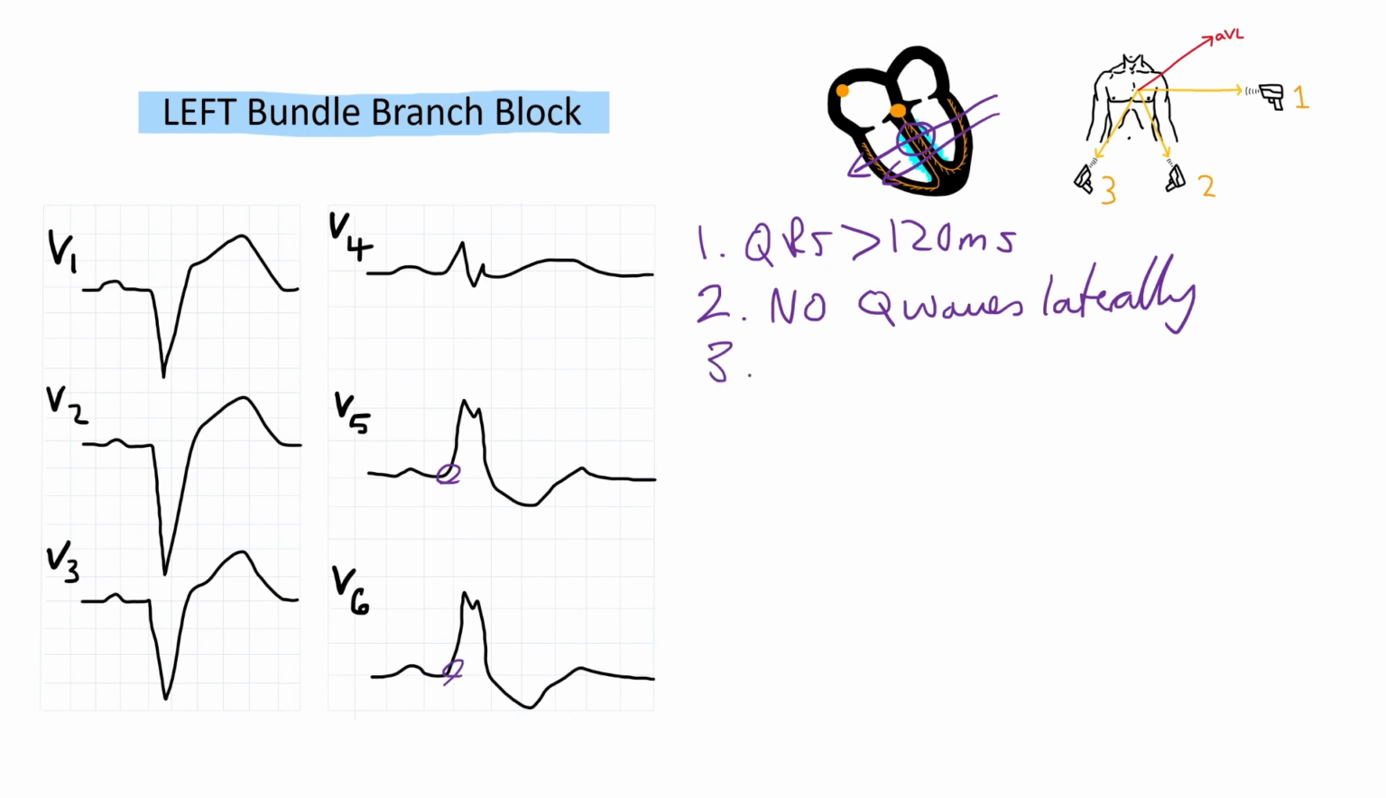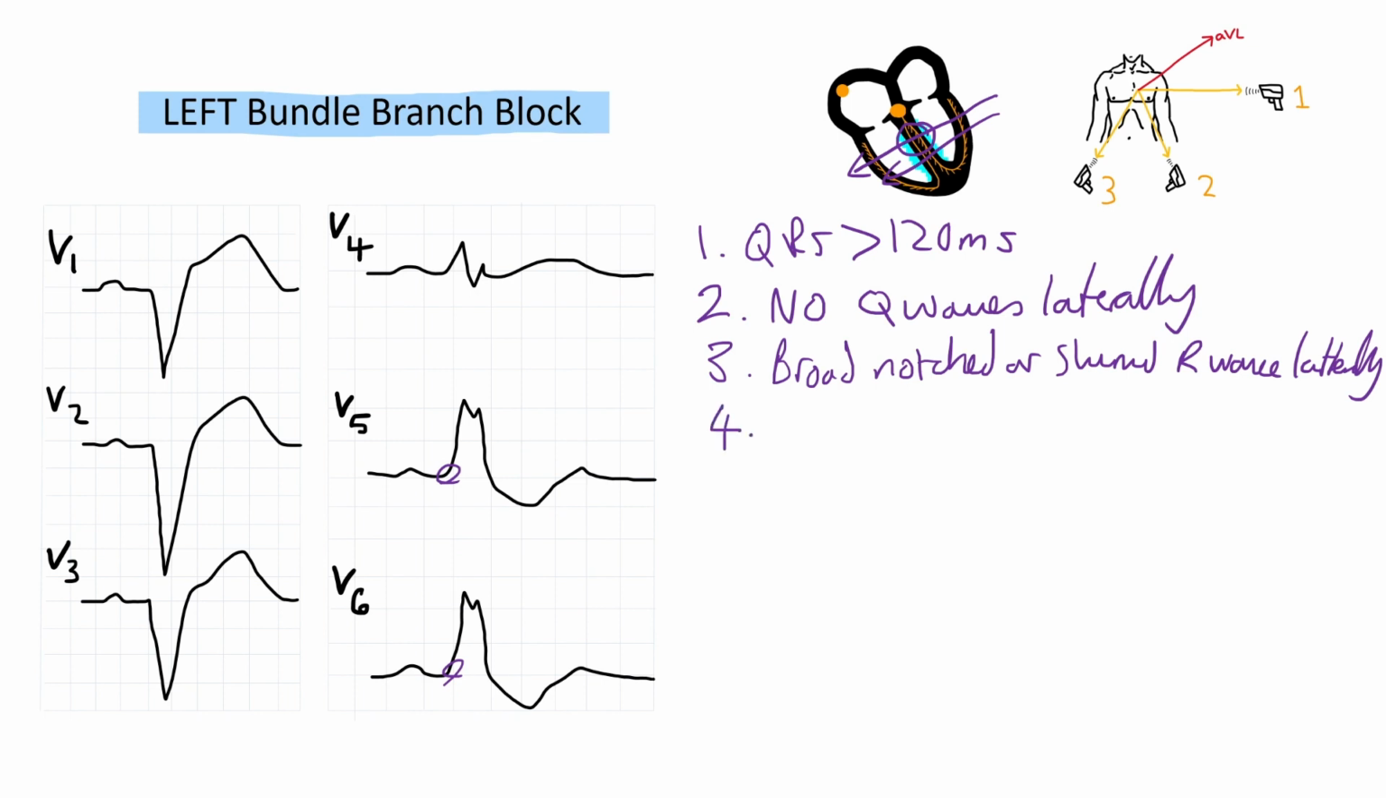Number 3 is a broad, notched or slurred R wave laterally. Now one important caveat I have to mention for criteria 2 is that occasionally you can see a Q wave in AVL, but you definitely shouldn't see any in V5 and V6.